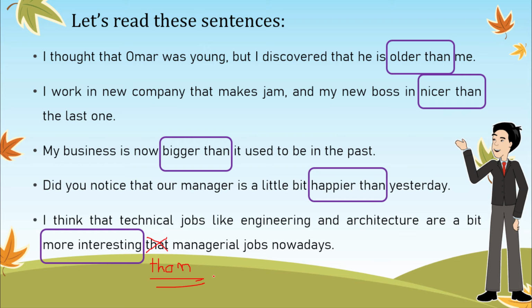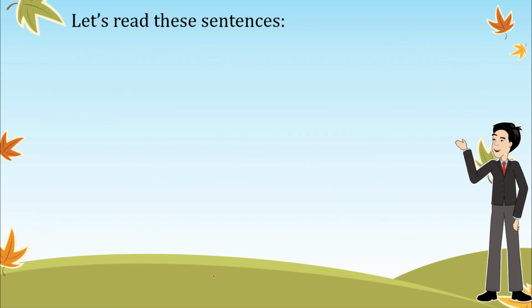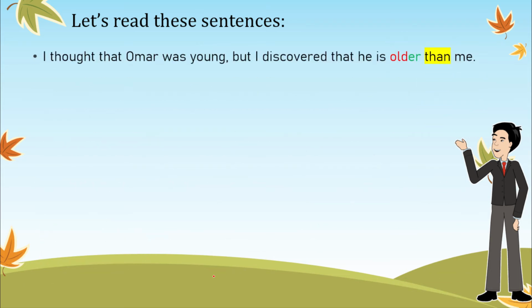Okay, now on the next slide we're going to see the structure or the rule of the adjectives. Now here, for example, I discovered that he is old. So in red, this is the adjective. Old, older, comparative adjective, and than. Okay, so here I compared between he and me in terms of age. So he is older than me.